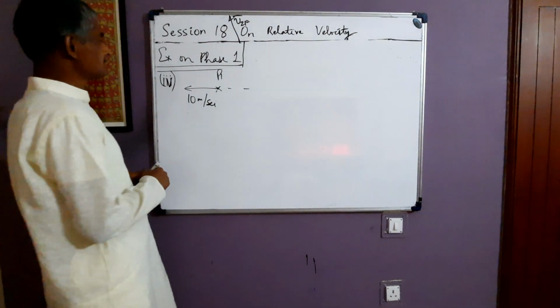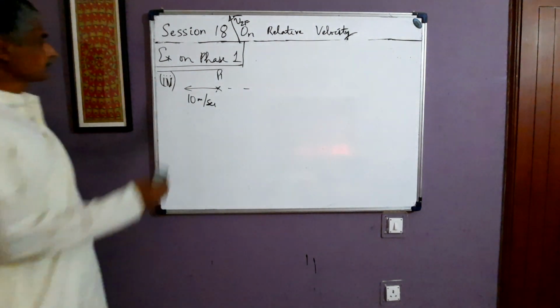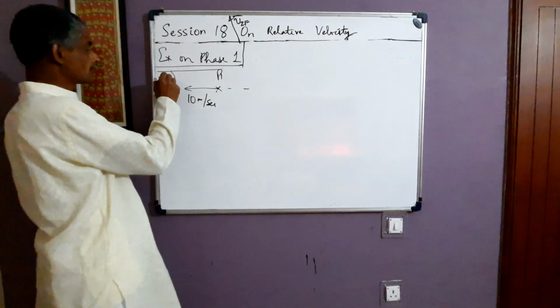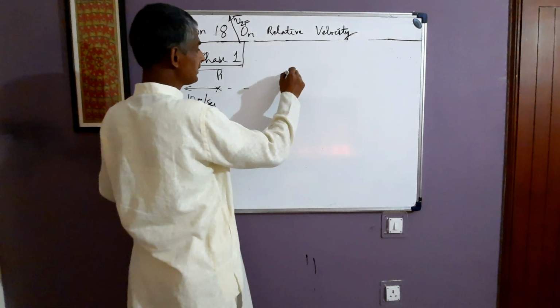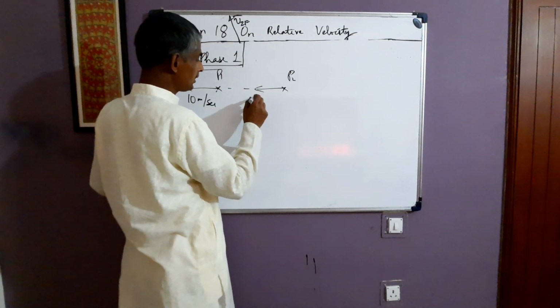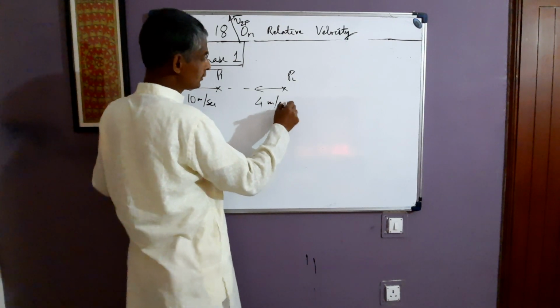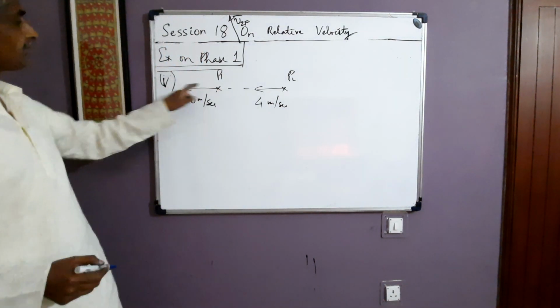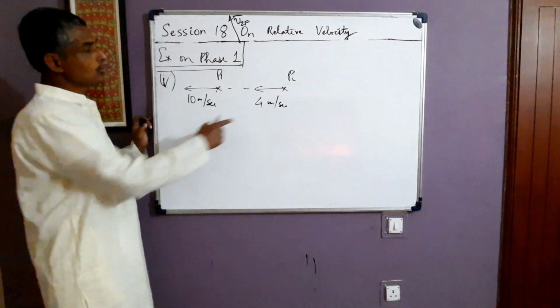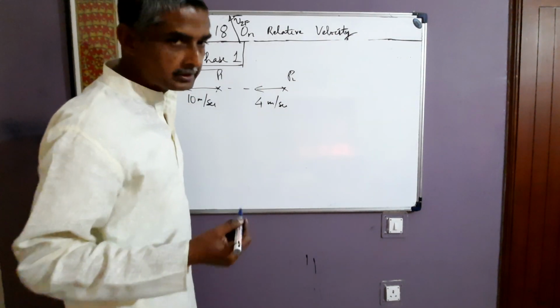Now the fifth example is this. P1 is here, P2 is here. P2 is moving at, say, 4 meter per second with respect to ground towards left, and P1 is moving leftward at 10 meter per second with respect to ground. Now we have to find Vp2 P1G, magnitude and direction.